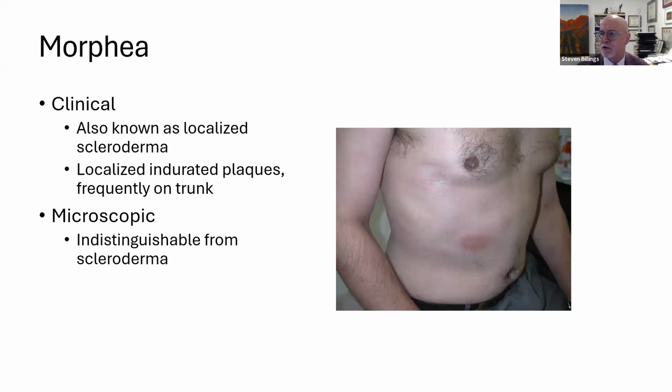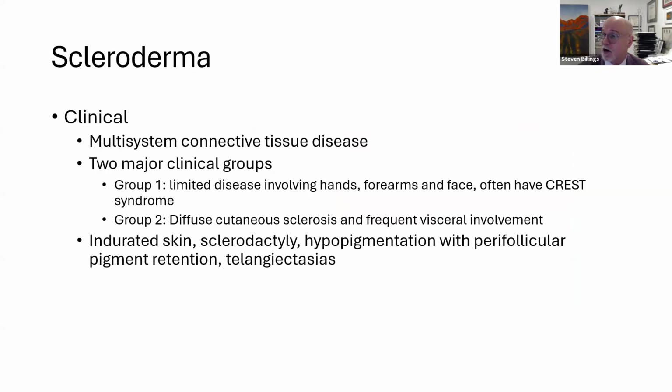So morphea, also known as localized scleroderma, presents as indurated plaques, frequently on the trunk. They often have sort of a violaceous appearance to them. Microscopically, they're indistinguishable from scleroderma, and we'll talk about that in a little bit. Scleroderma is a multi-system connective tissue disease. There are two major clinical groups.